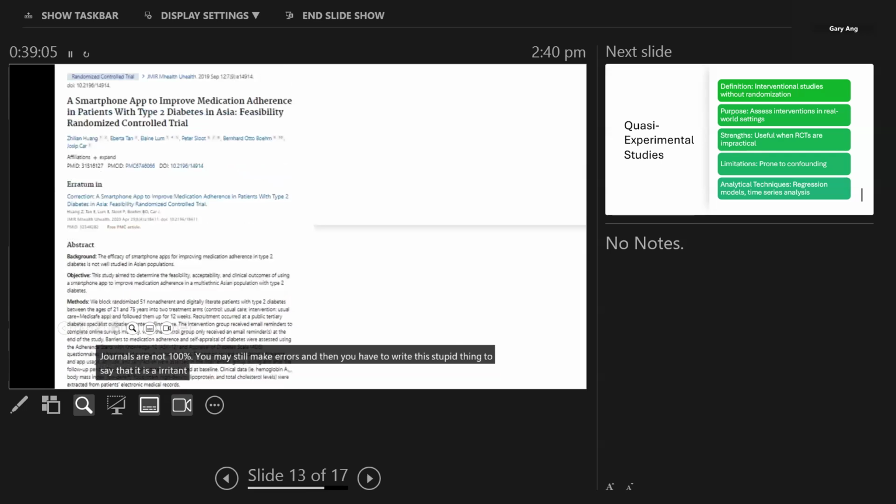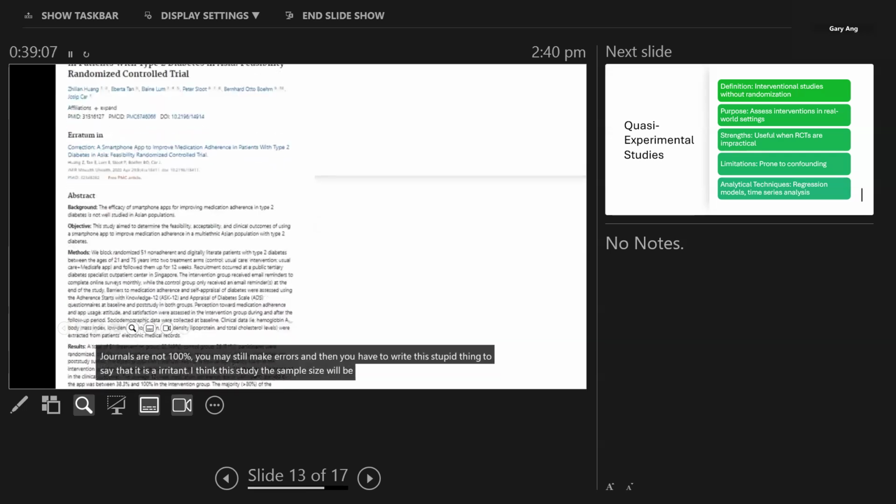Feasibility randomized control trial. I think in this study, the sample size may be small. It's only 51. This is to see whether it is feasible. It is not meant to test for efficacy. So feasibility means, can I do the trial? Then with the results, I use the results to get more money for the actual study. Proof of concept. Correct. Proof of concept, feasibility.